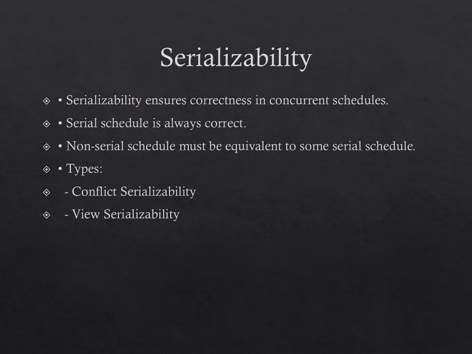Serializability helps us check whether a non-serial schedule behaves like a serial one. There are two types. Conflict serializability uses operation conflicts to decide order. View serializability compares how transactions read and write values. This ensures that even if transactions run together, the outcome is correct.